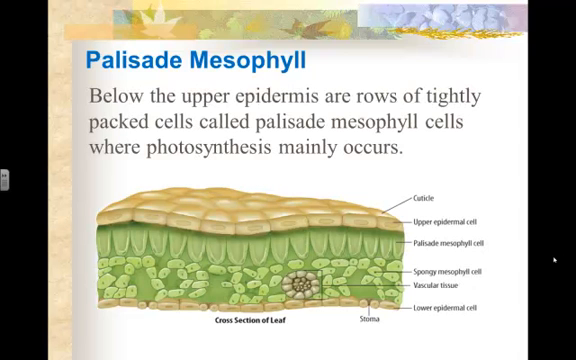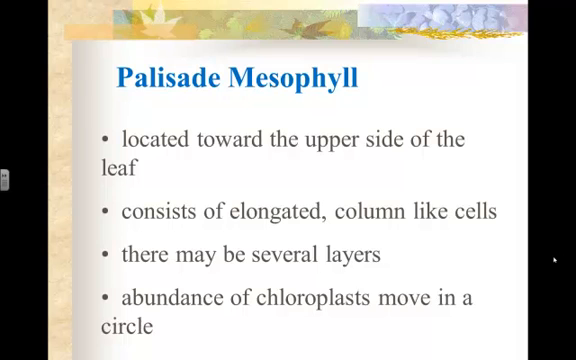So below the upper epidermis are rows of tightly packed cells that are called Palisade Mesophyll cells. And know that this is where most of the photosynthesis occurs. Palisade Mesophyll cells have a lot of chloroplasts. So it's Palisade, located toward the upper side of the leaf, and consists of elongated column-like cells. There may be more than one layer, as we saw on that one, and there's an abundance of chloroplasts.